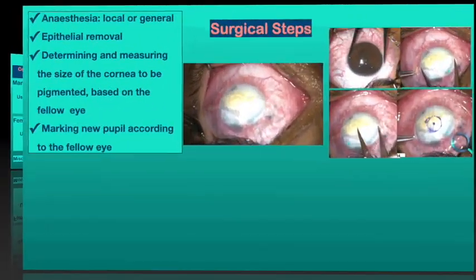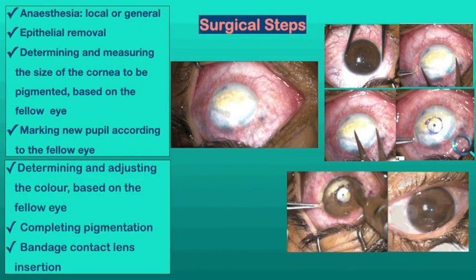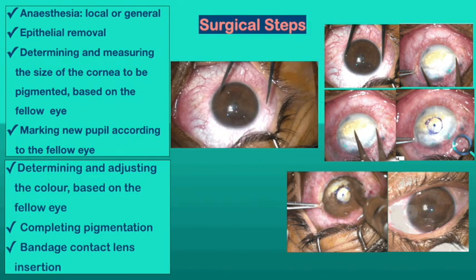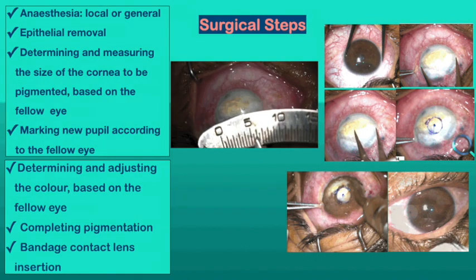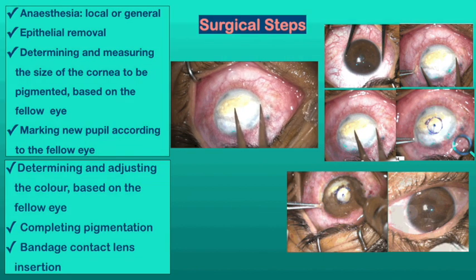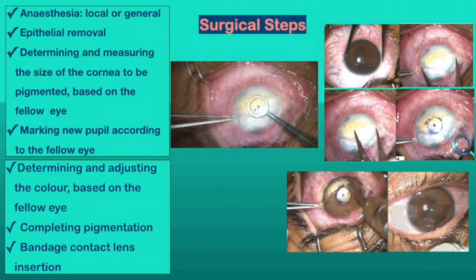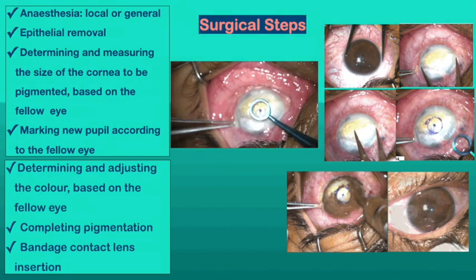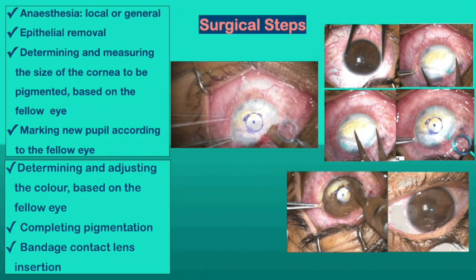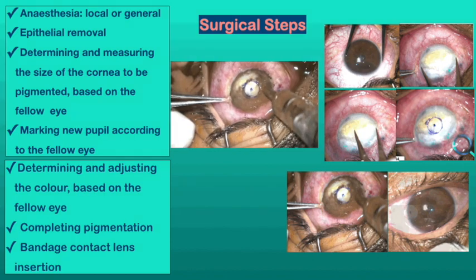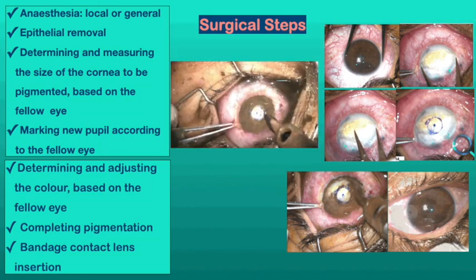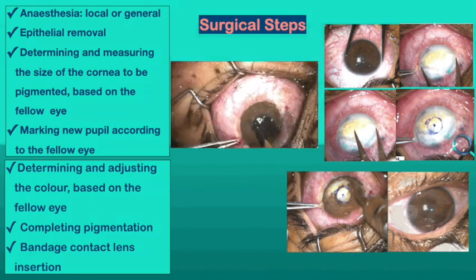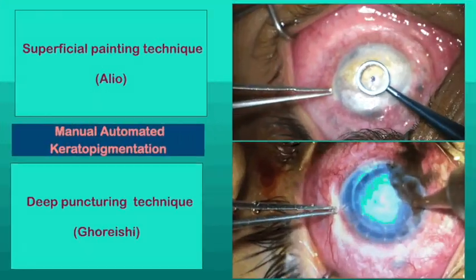The sequence of surgical steps is listed and shown here. Anesthesia, local or general, epithelial removal, determining and measuring the size of the cornea to be pigmented, based on the fellow eye. Marking and centering the new pupil according to the fellow eye. Determining and adjusting the color, based on the color of the fellow eye. Completing pigmentation, bandage contact lens insertion. It is very important to follow and perform each step properly, to obtain optimal results.